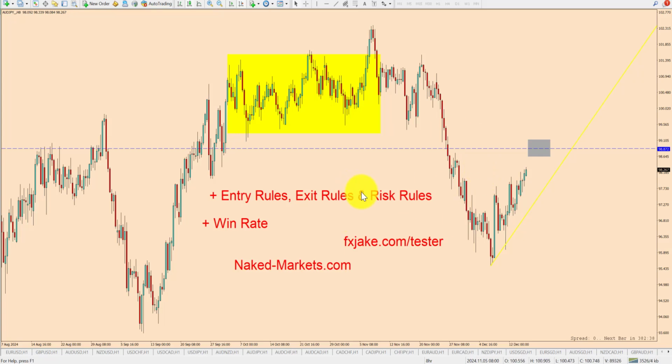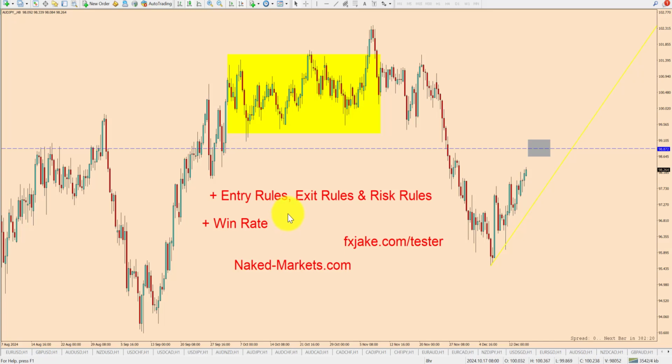This is where you earn your profits, in backtesting. Okay, so your entry rules, exit rules, and risk rules determine the profitability of your strategy. You can impact your win rate by modifying your entry rules, and your reward-risk ratio.